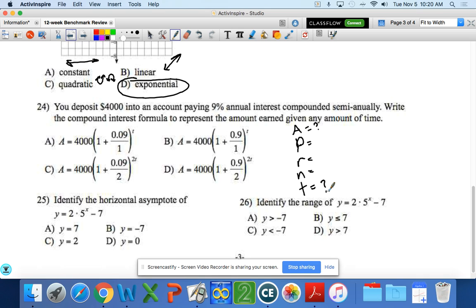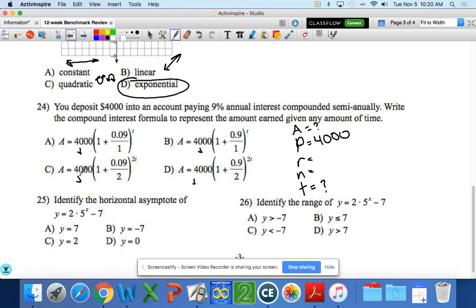Test-taking skills, all right? So we look for P. P is an initial investment, an initial investment amount. And this says you deposit $4,000 into the account. That means our P should be 4,000. I look, check, check. Oh man, we didn't eliminate anything. It's because that's the easiest part, okay?